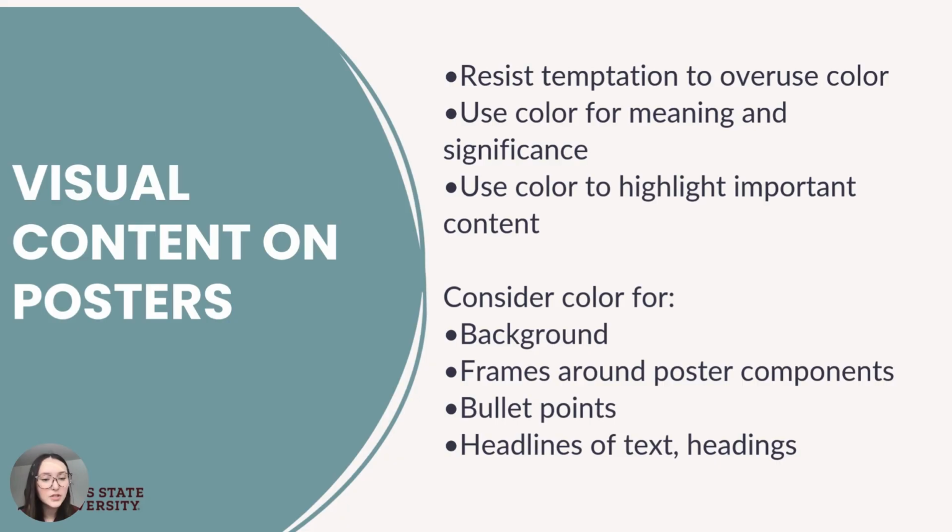You don't want to use a lot of color. You want it to still be simple. Use color for meaning and significance. For example, if you're doing a research project for school, use your school colors. And also use color to highlight important content rather than just using color all over the poster. So you'll use color for things like your background, frames around poster components, bullet points, or headlines of text or heading.